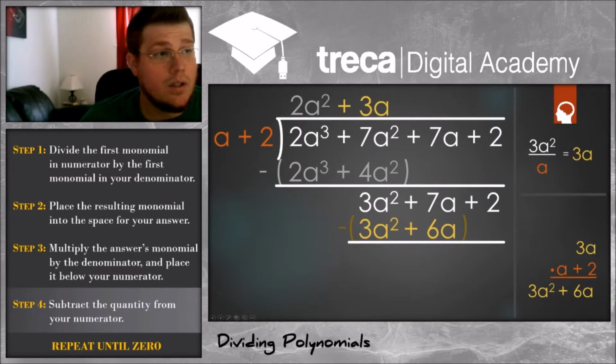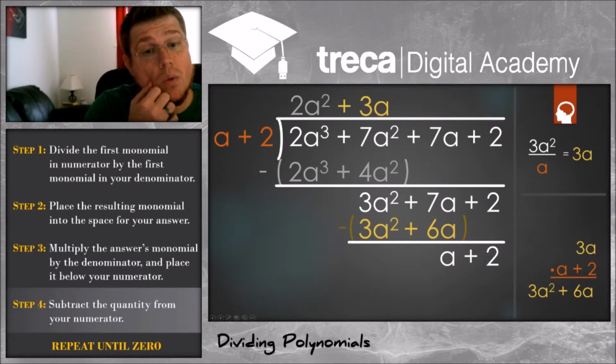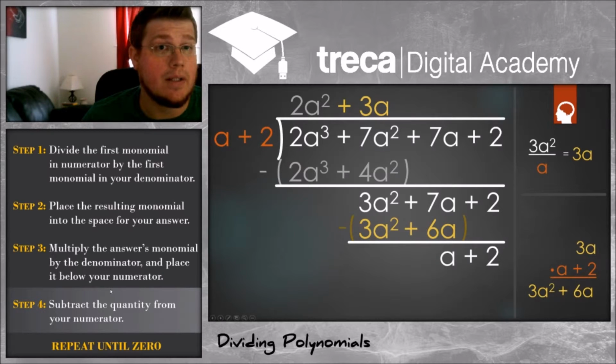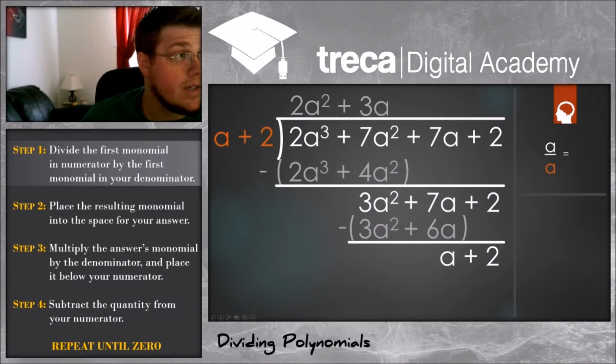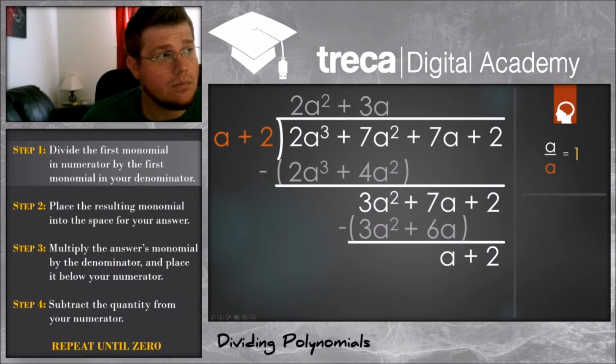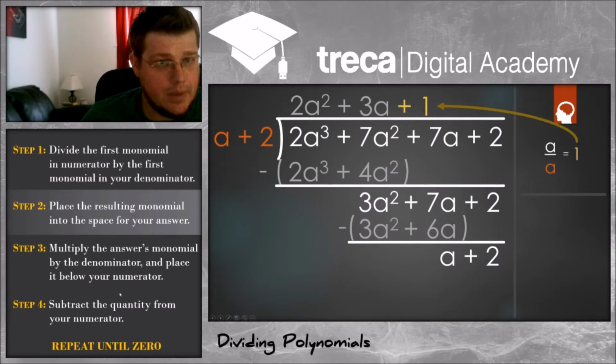3a squared minus 3a squared, you have nothing left. When you have 7a's and you subtract 6a's, you have 1a left. And then you're going to bring down your 2. Again, we have not zeroed out, so we're going to repeat until 0. So we go back to step 1. Now, our first monomial is just an a. And we're going to divide that by a. A divided by a is 1. That's going to go in our answer spot, which is step 2.